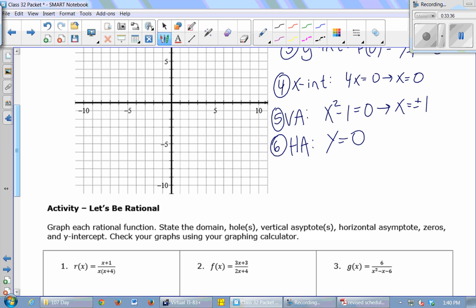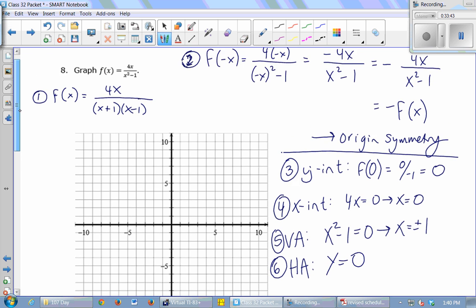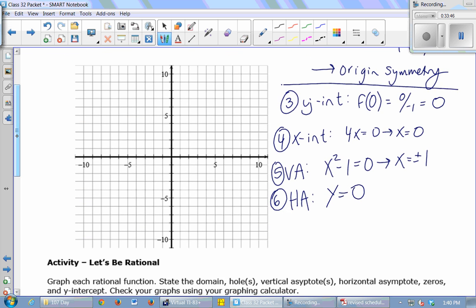All right, and then 7 was plot some points, right? So we'll do that last, after I draw in what I have. So let's see, y-intercept 0, x-intercept at 0, so I have the origin. And then vertical asymptotes at plus and minus 1. Put in some dashed lines. And a horizontal asymptote at y equals 0, that's the x-axis.